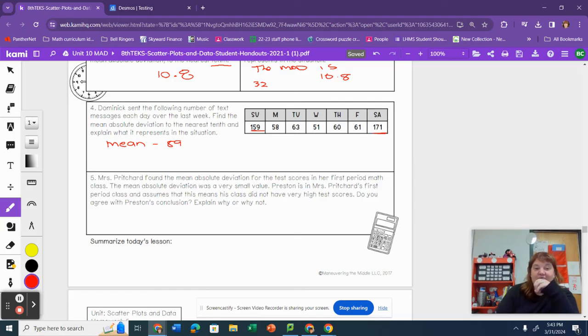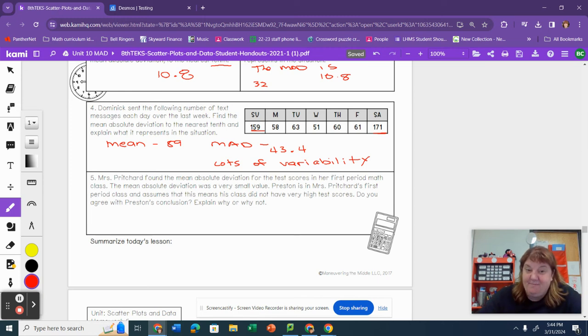Okay, now find the MAD, mean absolute deviation. And you should have gotten 43.4. Okay. And so what we're saying is on average, he sends 89 texts. Is that what it is? He sends 89 texts, give or take 43. That's basically what we're saying. There's a lot of variability. Okay.